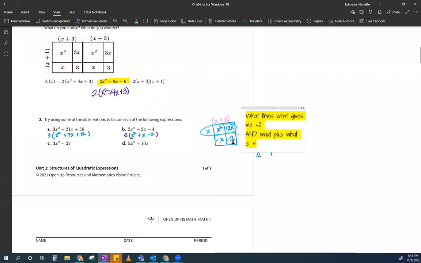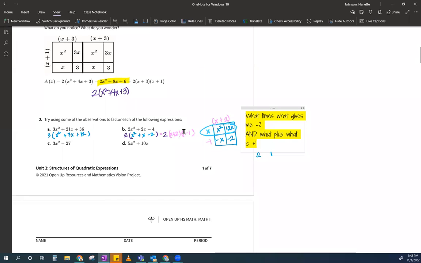And then I go, x times what gives me negative x? X times negative 1, right? And then you check: is 2 times negative 1, there's a negative 1 here, really negative 2? And you're like, yeah, Miss Johnson. Okay, so my final answer, in terms of this whole factoring, is 2. And then I put these 2 parentheses here from what I just got. I got x plus 2 and x minus 1. So here's my final answer.